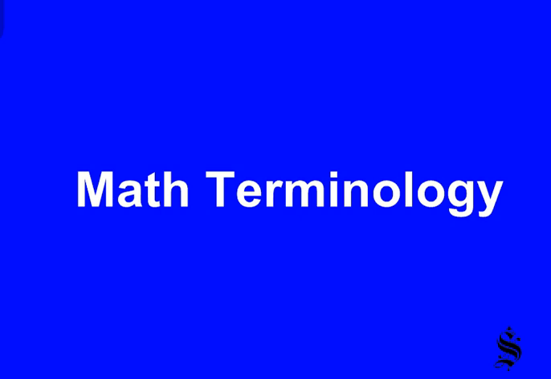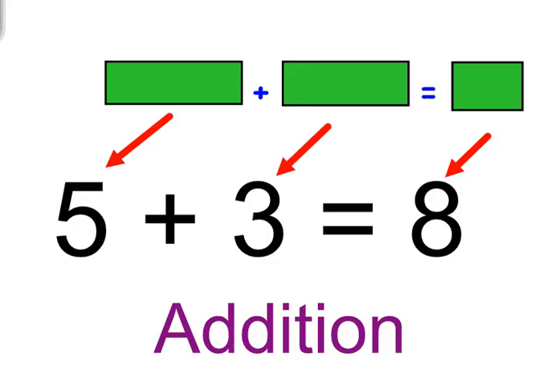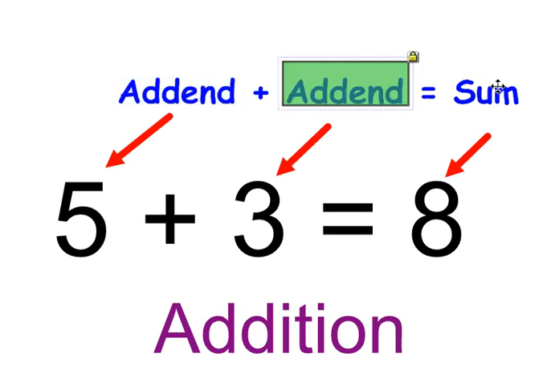Math terminology. Mathematics is a language, and when you're in math class, you want to make sure that you can speak the language. So in this video, we're going to take a look at some basic math vocabulary. We'll start with addition. When you're adding two numbers together, the answer is called the sum, and the numbers that you're adding together are called addends. Now in this example, we have two addends, 5 and 3, and one sum.